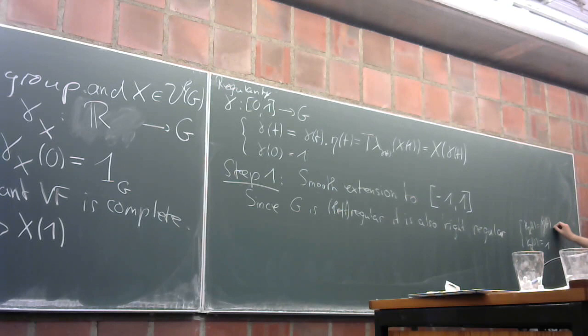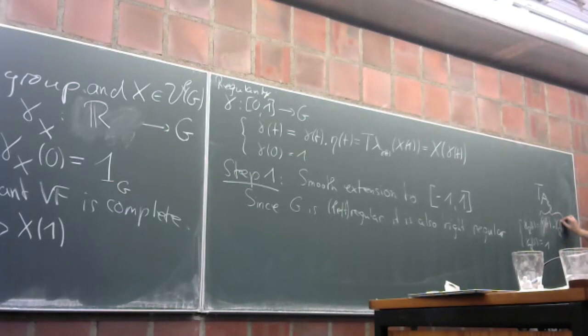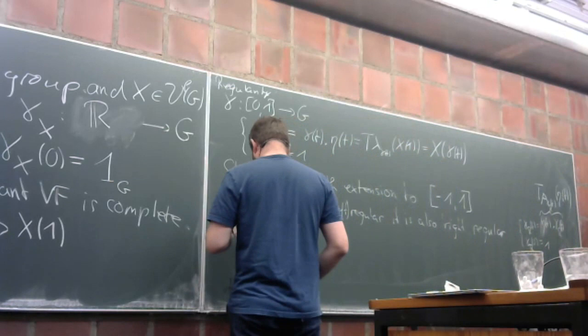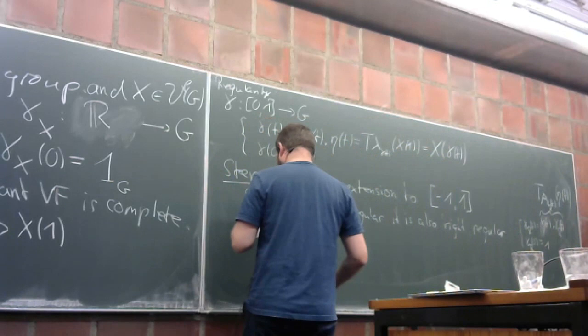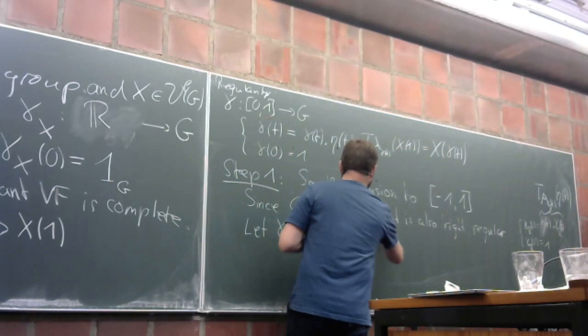Now I put the point here, and gamma R still, where the meaning of this is to use the right multiplication of gamma R of t. So we're using right multiplication. Okay, and this is the trick: when you can always do left evolution, you can also do right evolution. Okay, so this is right regular. So let gamma R from 0 to 1 be the solution.